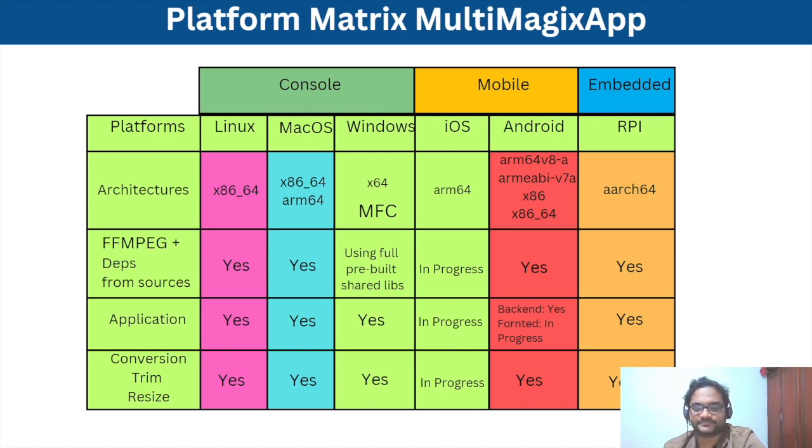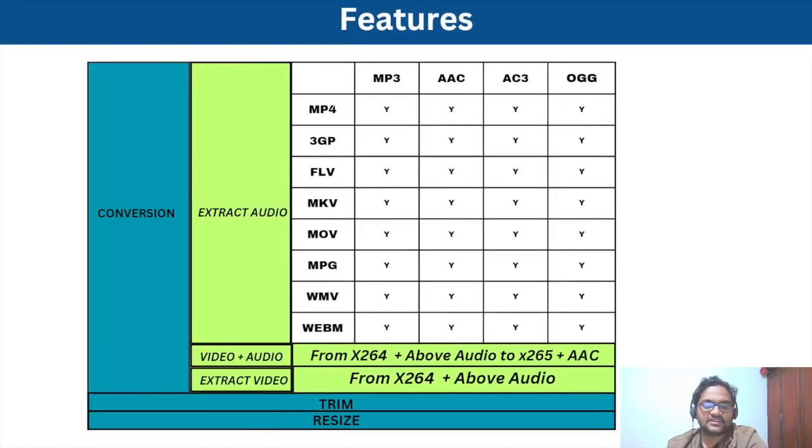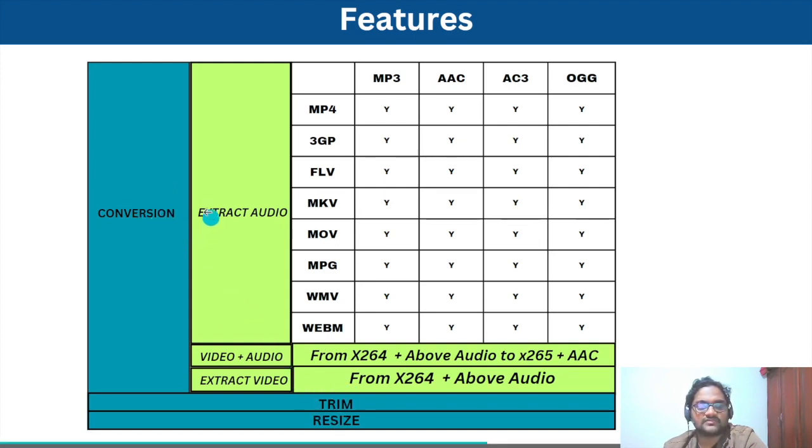So the next metrics is also an interesting one, which gives info about the features we are working on. As I said, so far we have three features: conversion, trim, and resize. And in the conversion segment, we have three different types of conversion.